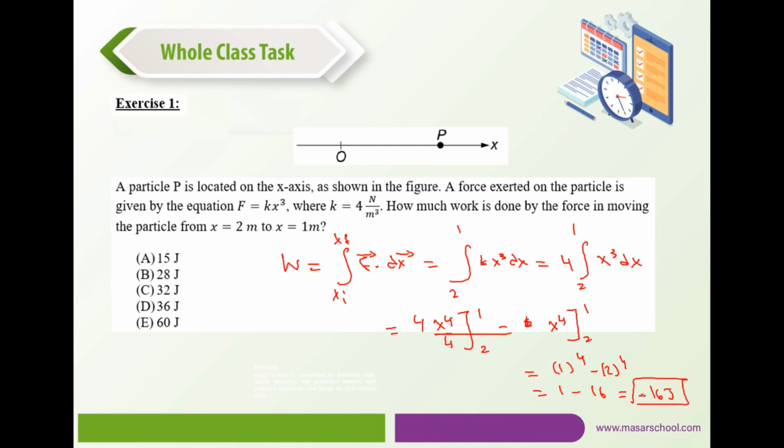And the correct answer in this case is A.